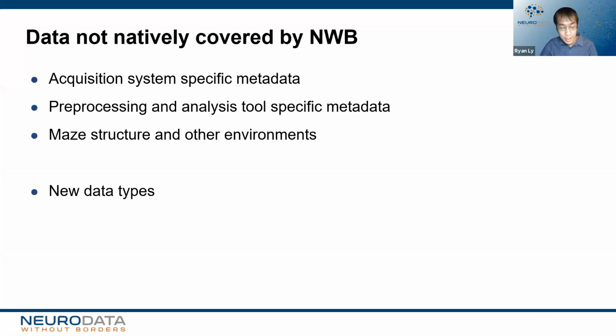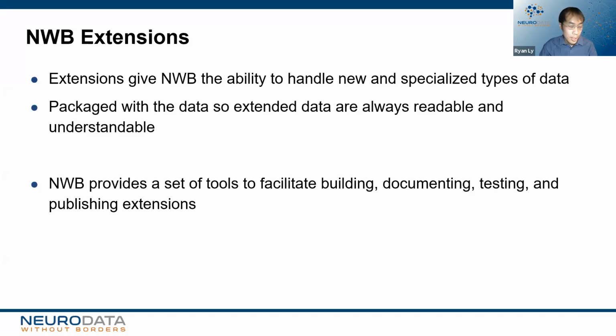Also, neuroscience is a rapidly evolving field where new technologies create new data types year after year. How do we support these in NWB such that all of your data from new experiments and from old experiments can all be stored in an NWB file? NWB provides the ability to create extensions to the standard. And this gives NWB the ability to handle these new and specialized types of data. These extensions are packaged with the data, so extended data are always readable and understandable by anyone who has the data files.